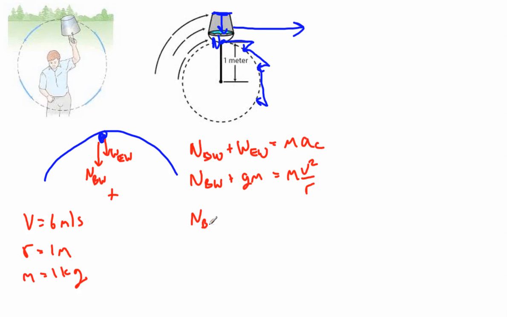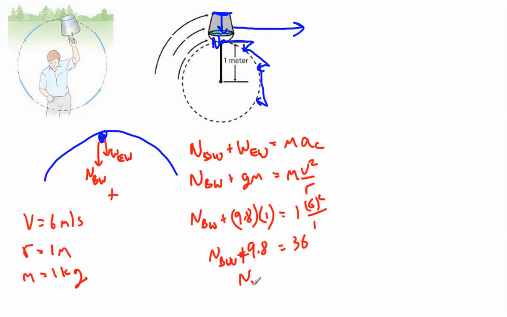So normal force bucket on water plus 9.8 times 1 equals 1 times 6 squared over 1. I picked nice numbers to work with. Okay, so that becomes 9.8. That becomes 36. Normal force bucket on water plus 9.8 equals 36, and approximately normal force bucket on water will be equal to 26 newtons.